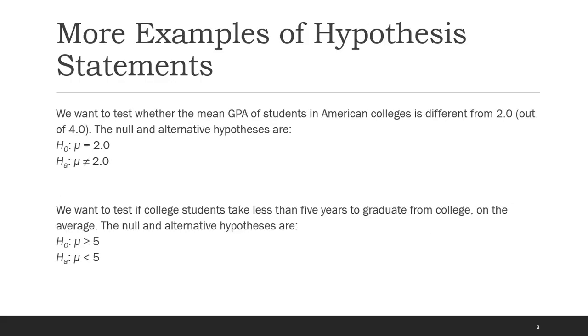Okay, so just working with symbols now. We don't always have to show the hypotheses with a sentence. We can also represent it with just notation. Okay, so we want to test whether the mean GPA of students in American colleges is different from 2.0 out of 4.0. First of all, notice we call out the mean. So the hypothesis is, of course, dealing with mu, means.